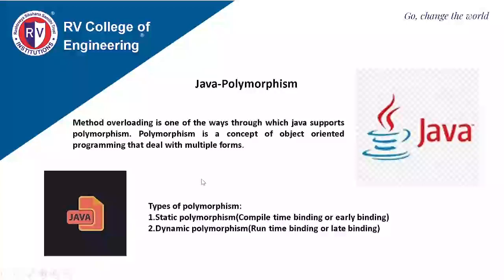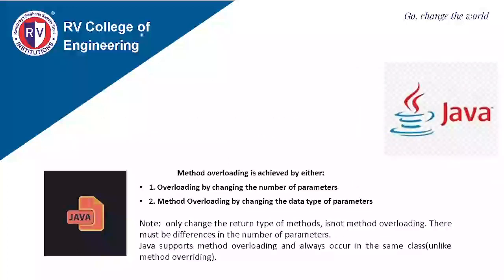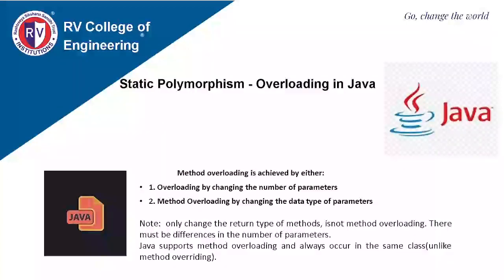So compile time polymorphism or static polymorphism. How will you achieve static polymorphism in Java? With the help of method overloading. Method overloading is one of the ways through which Java supports polymorphism.